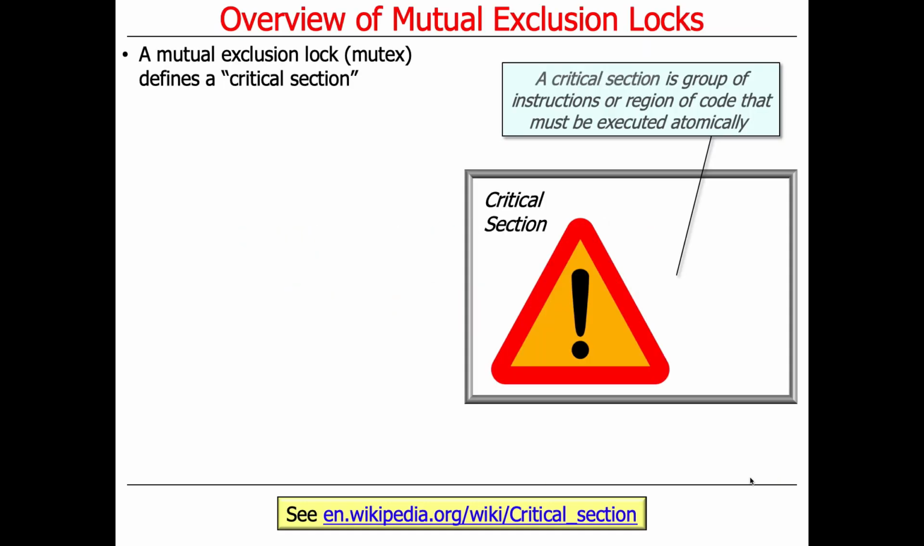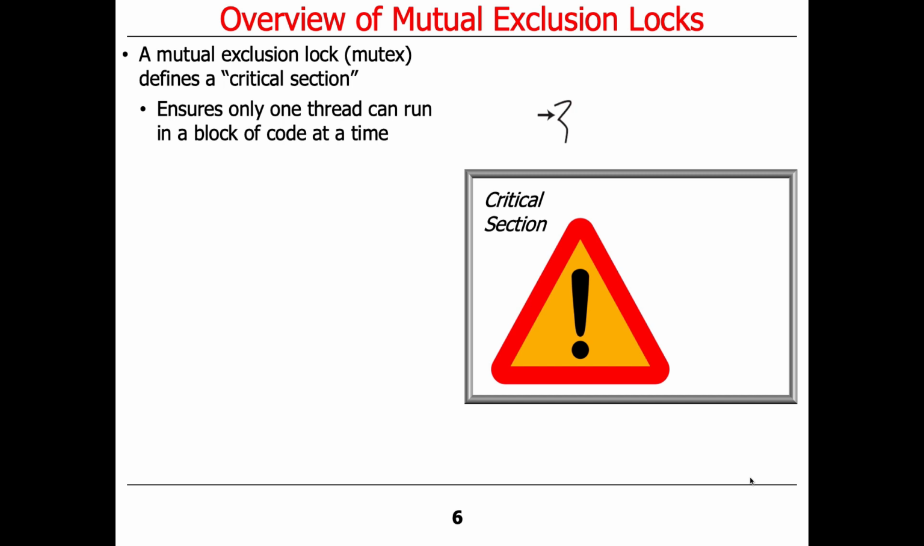So mutual exclusion, which is sometimes abbreviated as mutex, defines a critical section. And a critical section is just a group of instructions or a region of code that must be executed atomically. In other words, one thing at a time, all or nothing. Kind of like the discussion we had before about atomic operations, but this is really intended to cover a broader range. An atomic operation is like add 1 to this number or add n to this number. So they're very short. This is potentially an arbitrary region of code that needs to be done atomically.